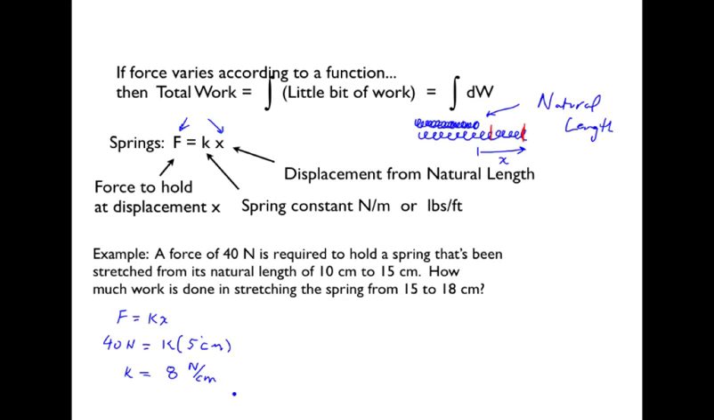What does that mean? Every time you stretch the spring another centimeter, what happens to the force that you need to hold it? It increases by 8, right? Every time you stretch that spring 1 more centimeter, the force required goes up 8 newtons. Okay, so now, how much work is done stretching the spring from 15 to 18 centimeters? As you stretch that spring from 15 to 18, the force will continually increase. So the resistance of that spring will continually increase. We need more and more force to get it the next centimeter. Like we said, every centimeter requires 8 more newtons.